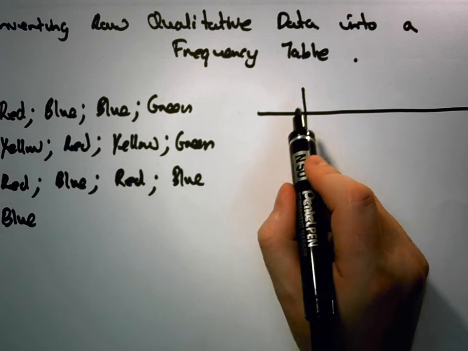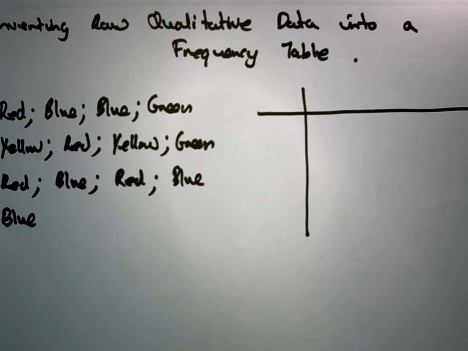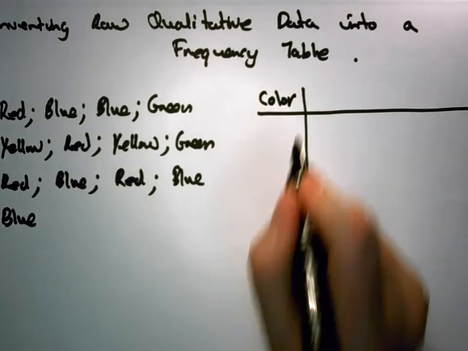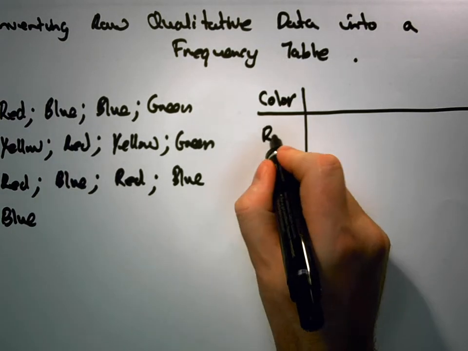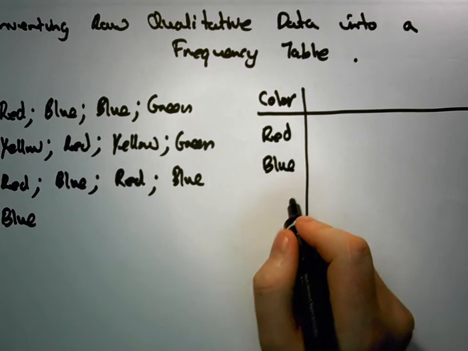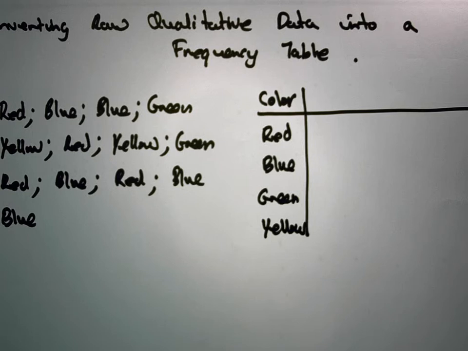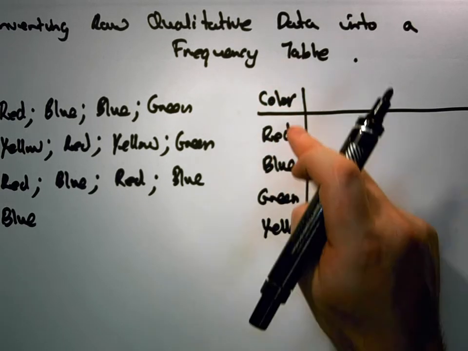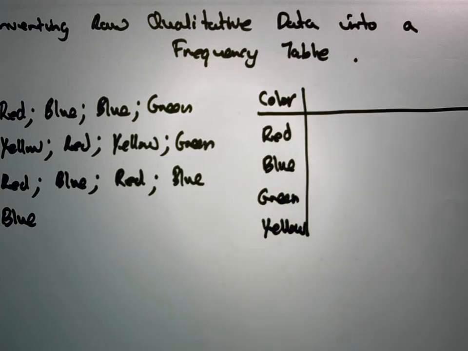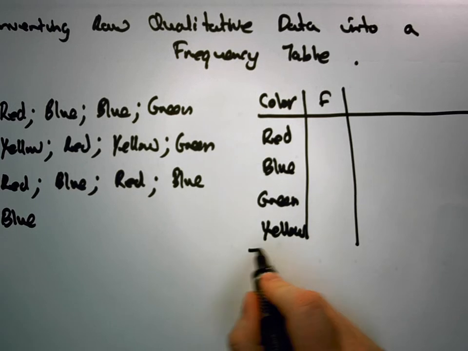Okay, the first column typically represents the variable that we were measuring. In this case, we were interested in favorite color, so a reasonable name for the variable would be color. The values that the variable took on in the experiment were red, blue, green, and yellow. So a frequency table, as I said, has two columns. The first column represents the variable, and listed under the variable name are the values that the variable takes on. The second column represents the frequency of occurrence of that variable in the experiment.